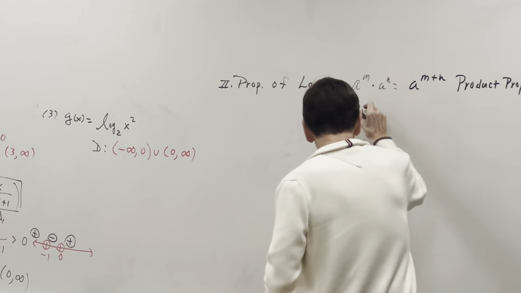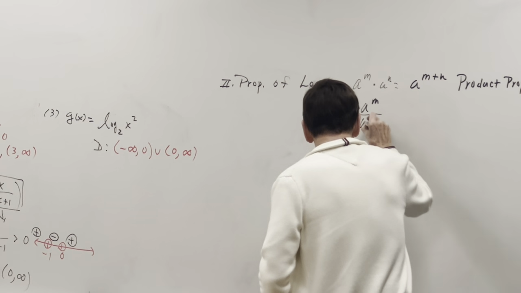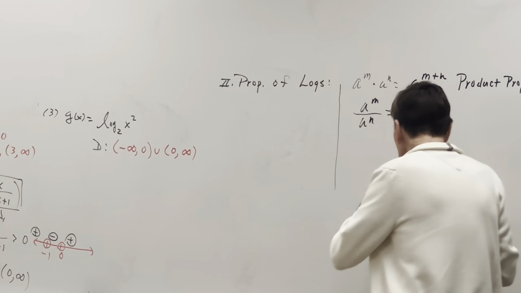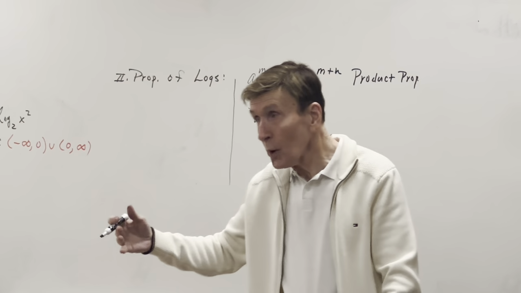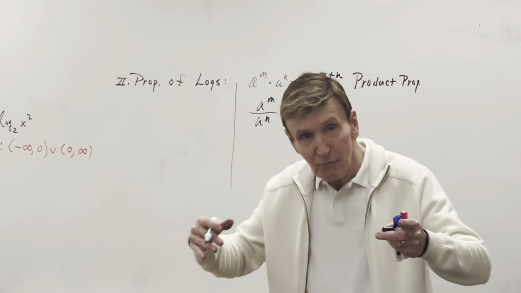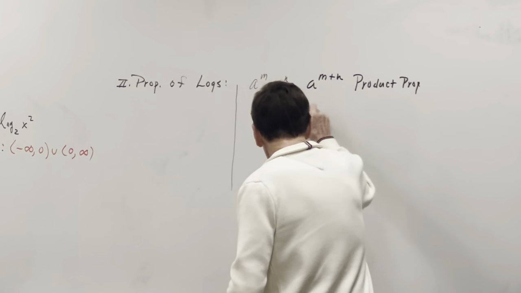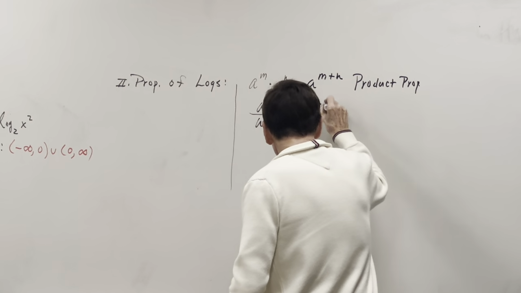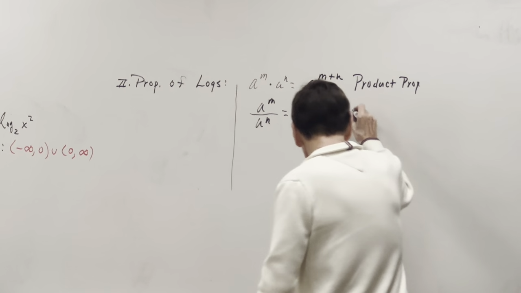Now there's another one that looks like this from middle school. What happens if you take a raised to the m and divide it by a raised to the n? What do you do with exponents from middle school then? You subtract. A raised to the difference, m minus n. Quotient property.